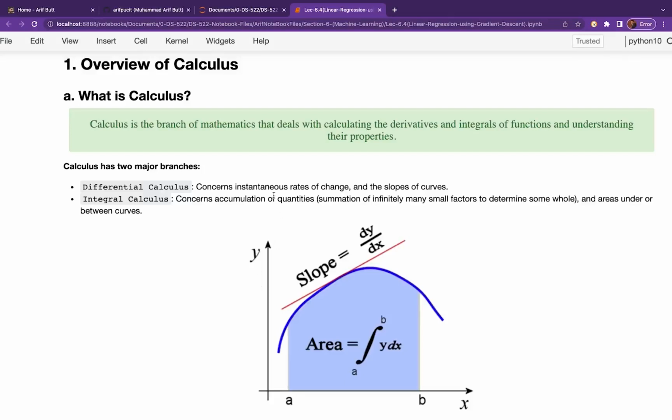Okay, so before we start, let me first define calculus, which is a branch of mathematics that deals with calculating the derivatives and integrals of functions and their properties. The two main branches of calculus are differential and integral calculus. Well, this differential calculus deals with rate of change of something with respect to another thing and slopes of the curves. And this integral calculus deals with accumulation of quantities and areas under or between the curves. And this is shown in this image at an abstract level.